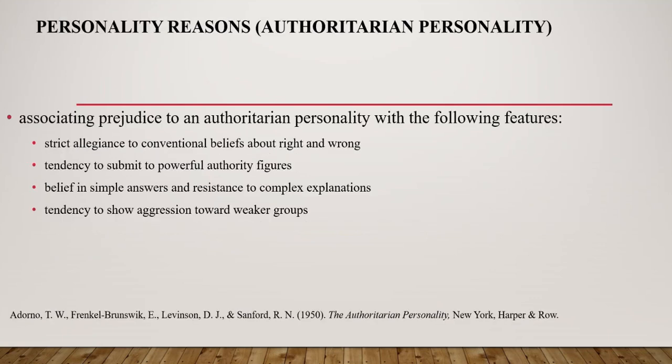Some types of prejudice come from personality traits, like those seen in authoritarian personality. People with this personality tend to strictly follow traditional ideas of right and wrong, obey powerful leaders, and prefer simple solutions to complex problems. They often show aggression towards weaker groups and feel more comfortable in societies with strict rules.